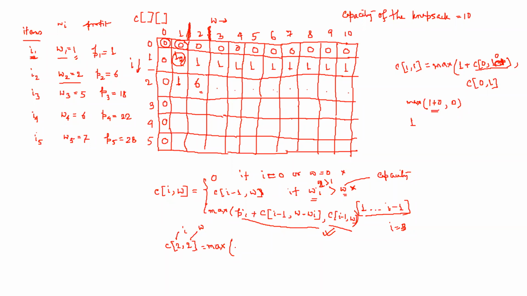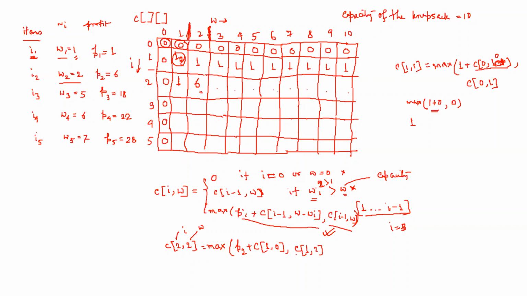So we have to calculate P2 plus C I minus 1, so 2 minus 1 means C1, W minus Wi. W equals 2, Wi equals 2, so 2 minus 2 is 0, comma. The next value is C I minus 1, so 2 minus 1, that is C1, and W equals 2.